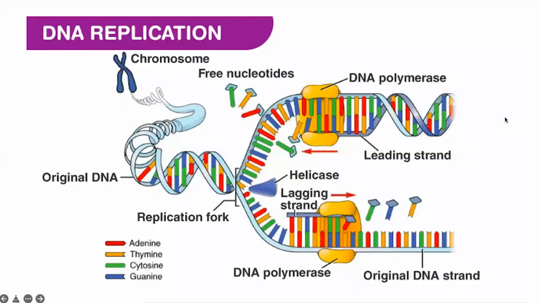I'll take questions now. Sir, in the lagging strand, is it always necessary that only one polymerase will be present, or there can be five, six polymerases present in the lagging strand? So in the lagging strand, you can have 5, 6 polymerases. There's no reason why you should not have. And if you're going to ask me what dictates that, it's one of the open questions.